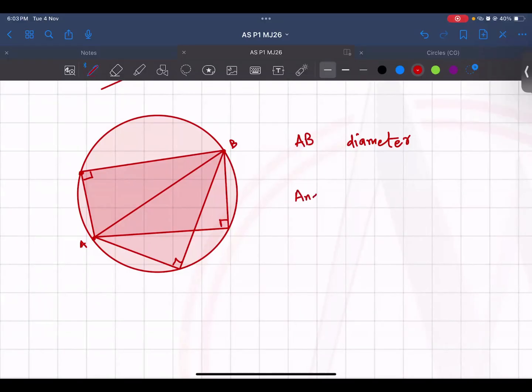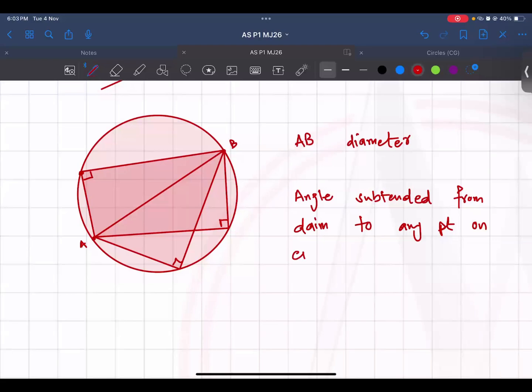Angle subtended from diameter to circumference, any point of circle and to any point on circumference will be 90 degrees always.